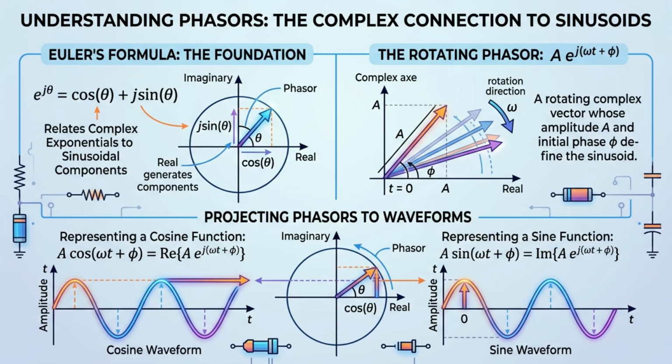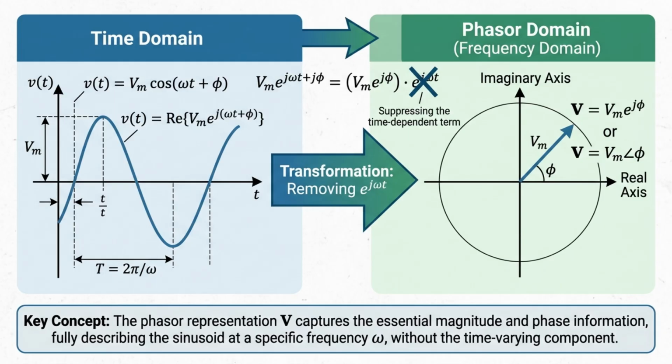Phasors are derived from Euler's formula, which relates sinusoidal functions to complex exponentials. A sine or cosine waveform can be expressed as the real part of a complex exponential function with a rotating phase factor. By removing the time-dependent exponential component, the remaining complex amplitude becomes the phasor representation. This phasor contains both magnitude and phase information, which fully describes the sinusoidal signal at a fixed frequency.